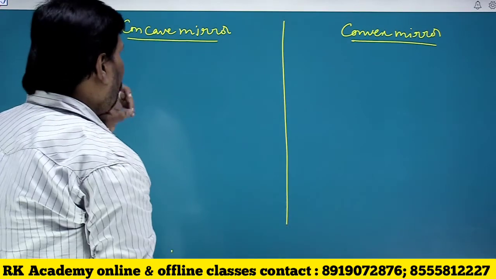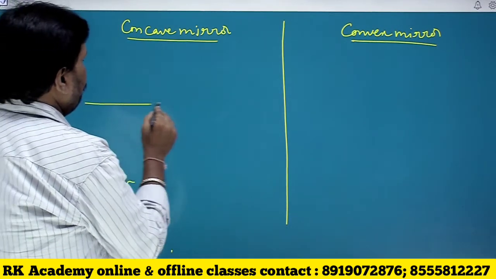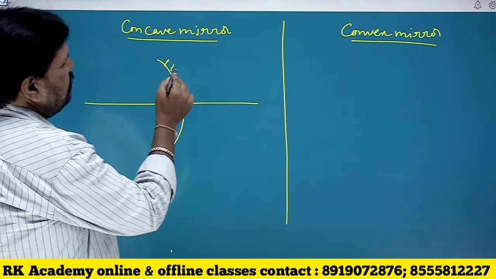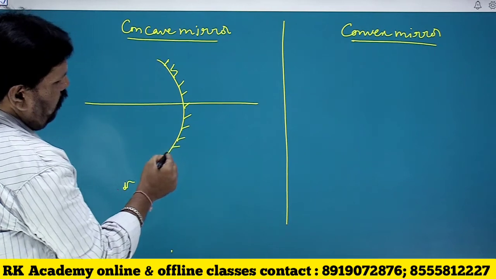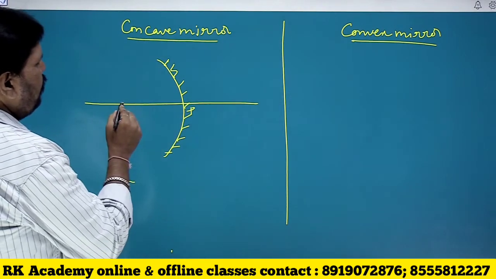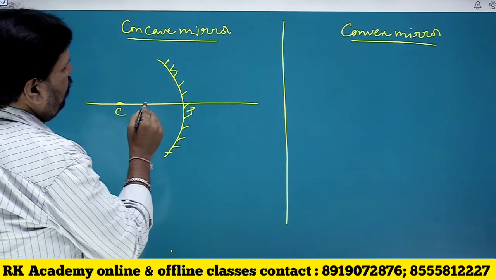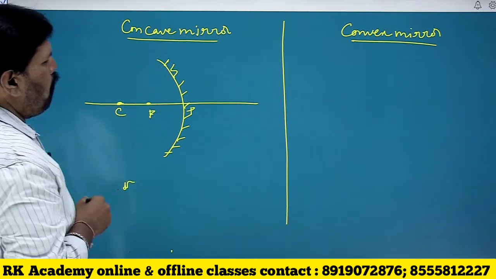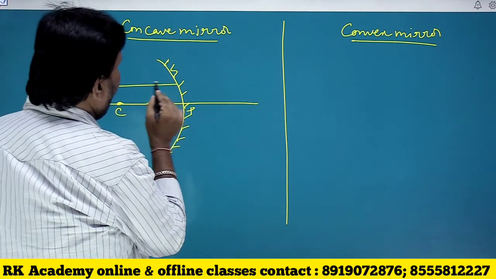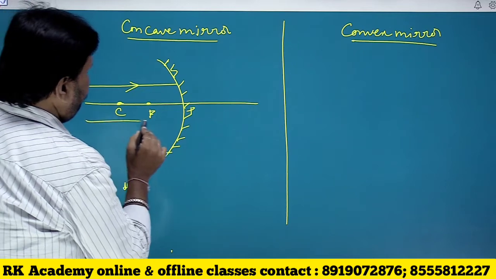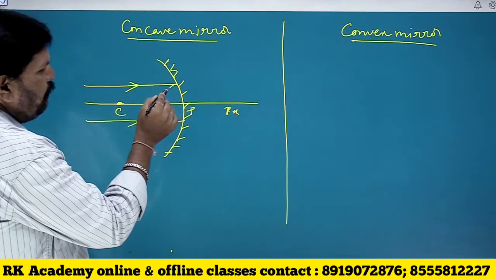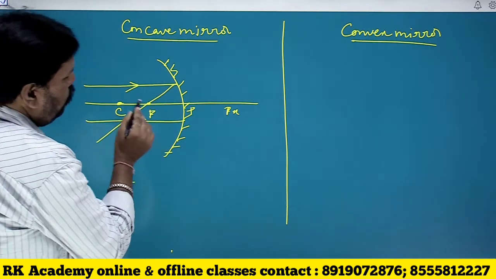See, concave mirror. This is the principal axis and this is a concave mirror, where the convex surface is painted. This is the center of curvature and this is the focus. Now if I incident light rays parallel to the principal axis, those will be reflected and pass through the focus.